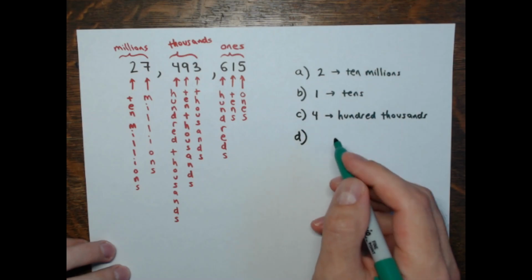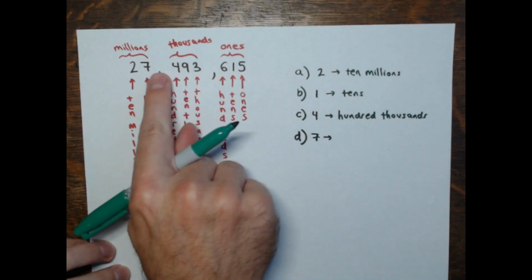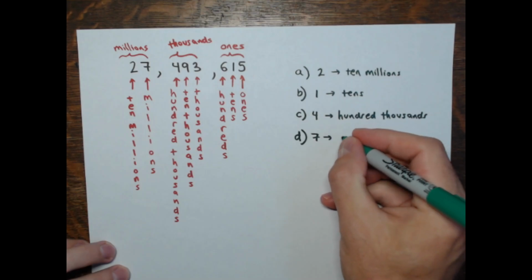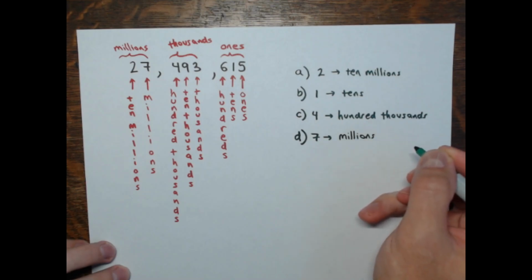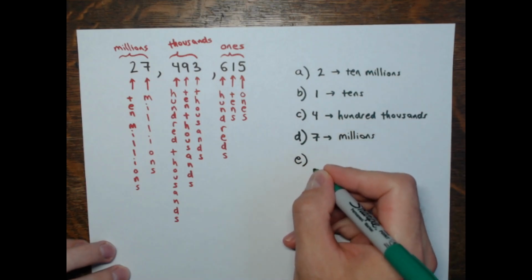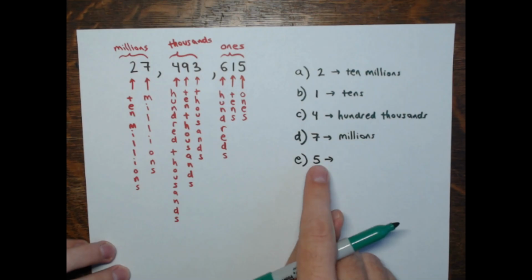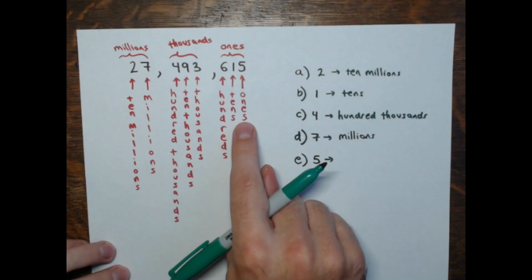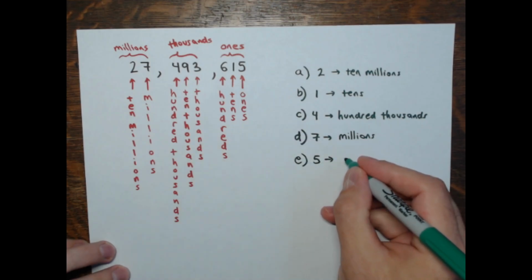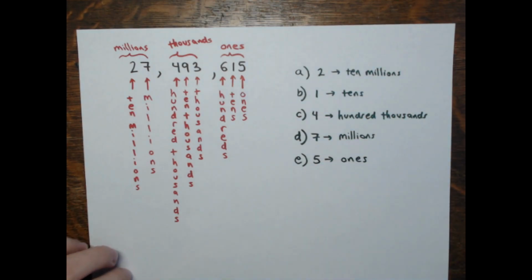Part D, the digit 7 is in the millions place, right? The single millions place. And finally, for this try it problem, part E, the digit 5 is in the ones place. Right? There are 5 singles, 5 ones. Great. So those are answers to try it 1.5.